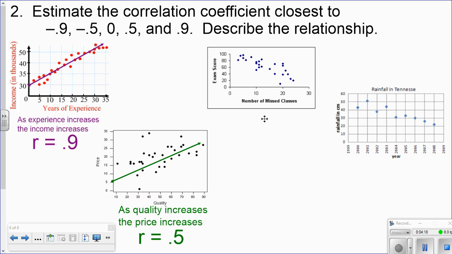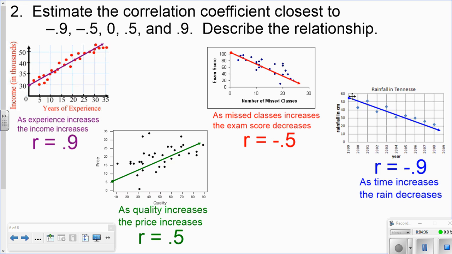In this one, we can see that there's a negative correlation, but it's not very strong, so we'll call it -0.5. Our description: as classes missed increases, the exam score decreases. And this last one, again, we have a negative. The points are a lot closer to our best fit line, so our description would be as time increases, the rain decreases. And we'll give it a correlation of -0.9.